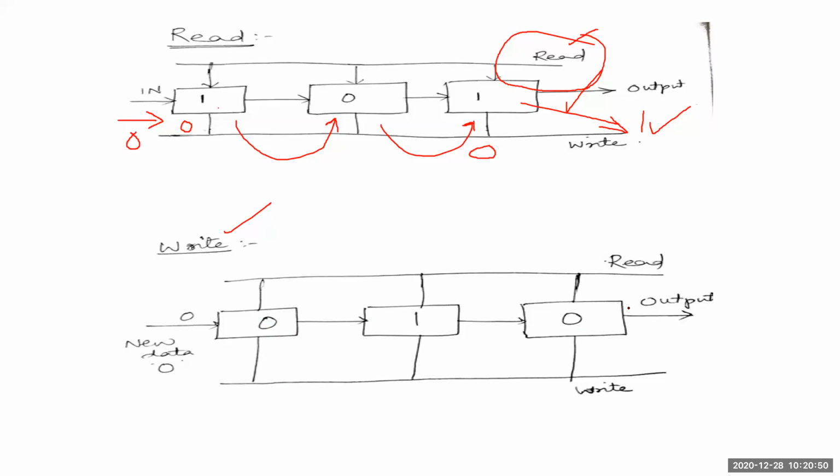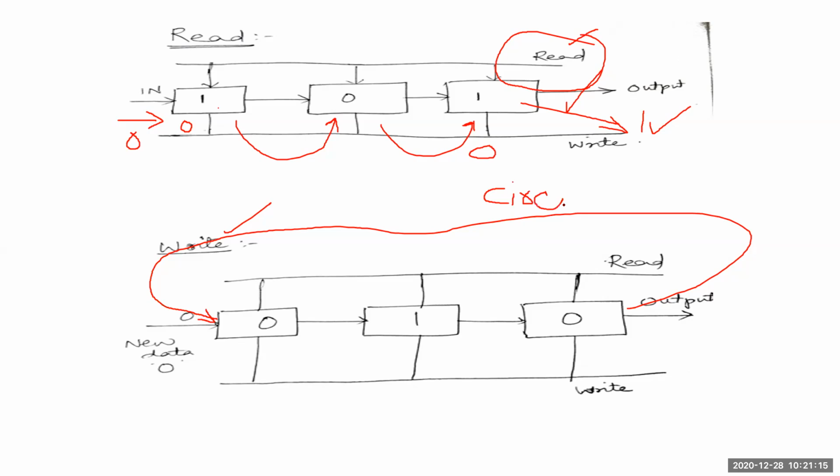And another kind of SAM also can be assumed if your output is again connected to the input. If your output is connected to the input, then what happens? The same data is being circulated in this particular SAM. If this kind of connection has been done, we call this a circular SAM. It is a circular SAM whenever the output of the SAM is connected to the input of the SAM.